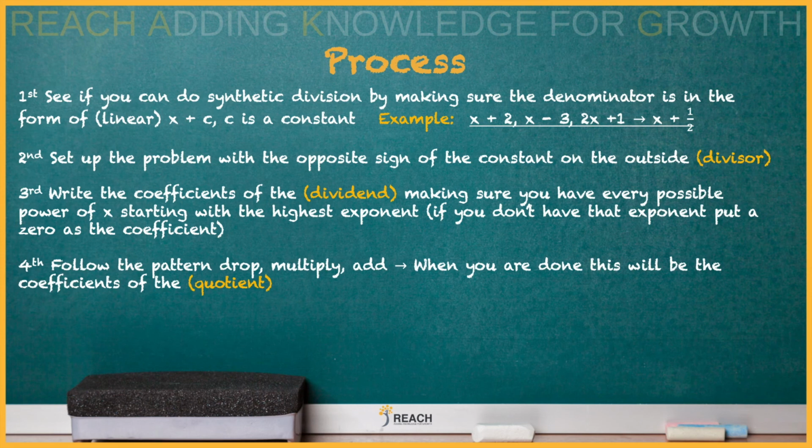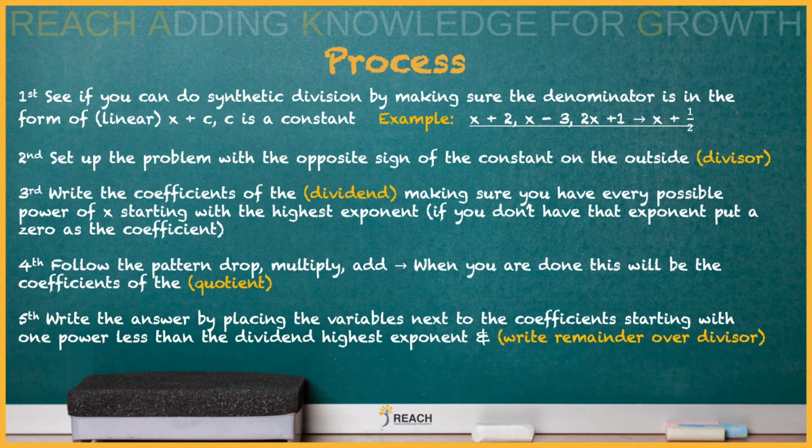The fourth step, follow the pattern. Drop, multiply, add. When you're done, these will be the coefficients of the quotient. And lastly, we write our answer. How do you write the answer? You just place the variables next to the coefficients, starting with one power less than the dividend's exponent.